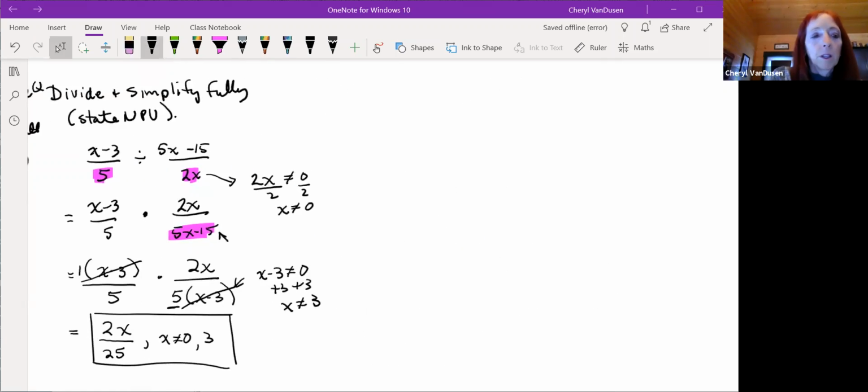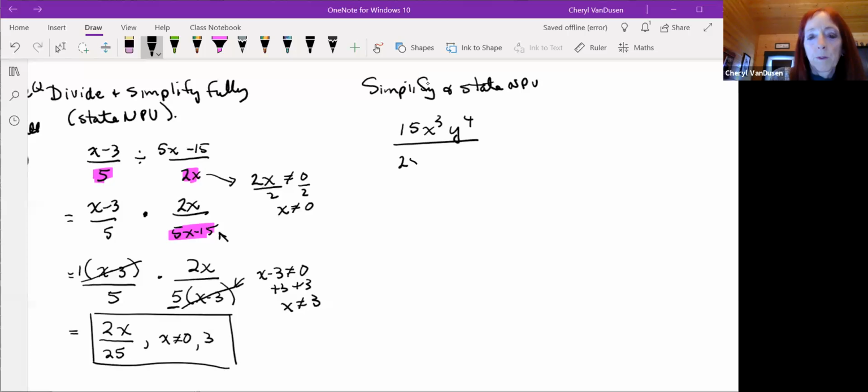So the instructions are going to be very similar to what we've seen. Simplify and state the non-permissible values. And so it's going to look like this. 15x to the 3rd, y to the 4th, over negative 25, x squared, y to the 5th. Let's do that one. I don't know if that was what was alluded to. I can look in a second, but I know that these questions sometimes cause us grief.